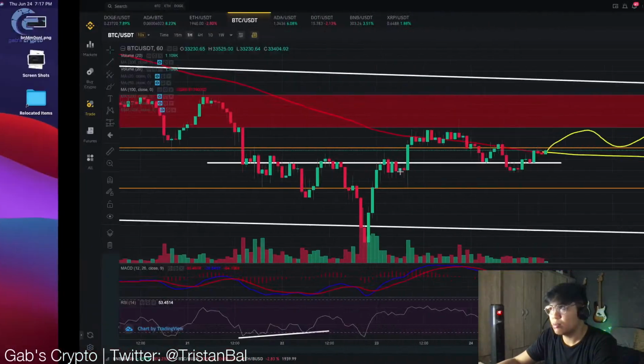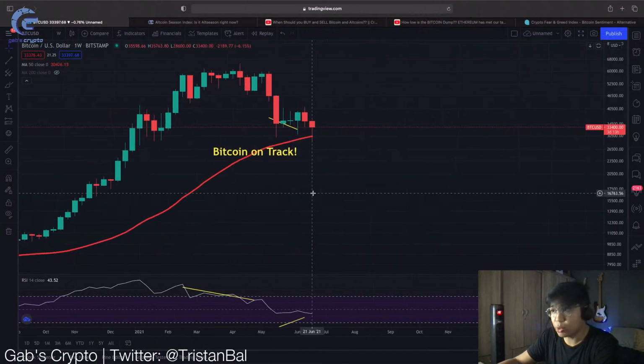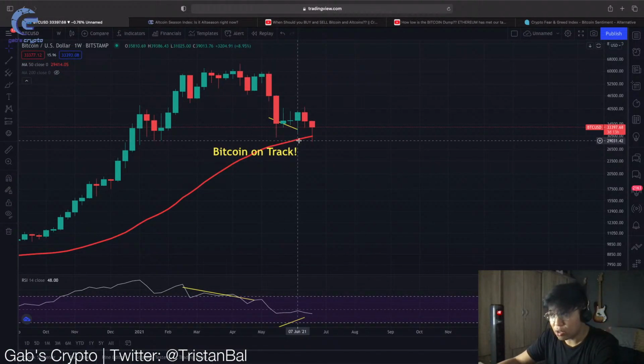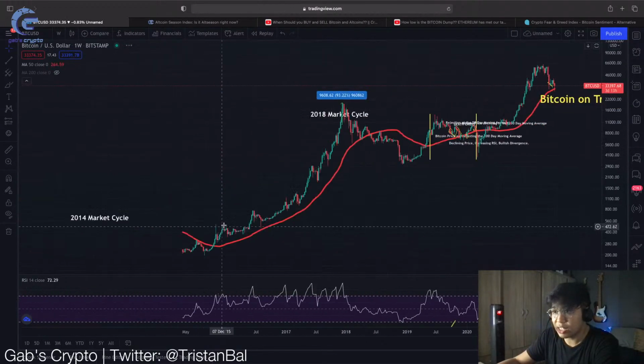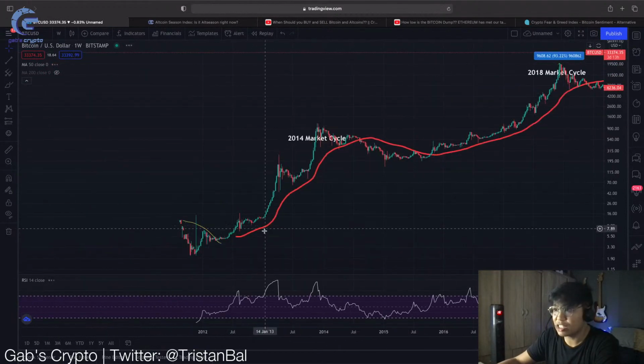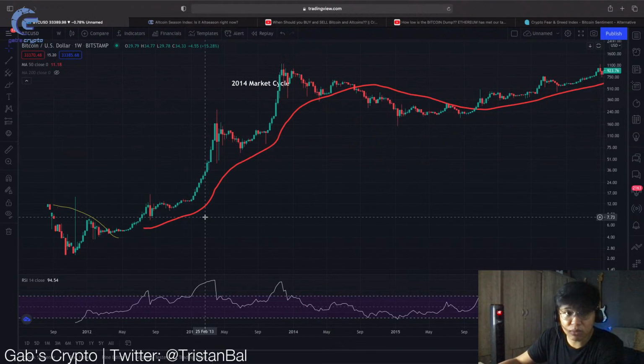So, may fina-follow actually tayo na chart which is the weekly time frame. And in the weekly time frame, meron tayong fina-follow na itong line na to, the 50-week moving average. So in historical data, the 50-week moving average is actually the one that determines if we are actually still in a bull market and if we are still on track.